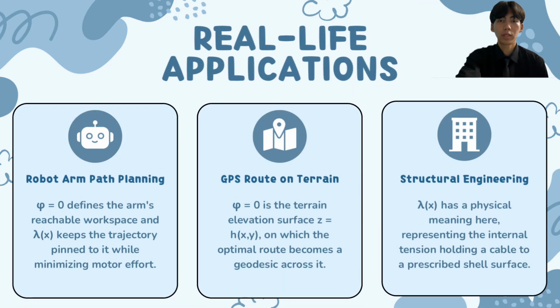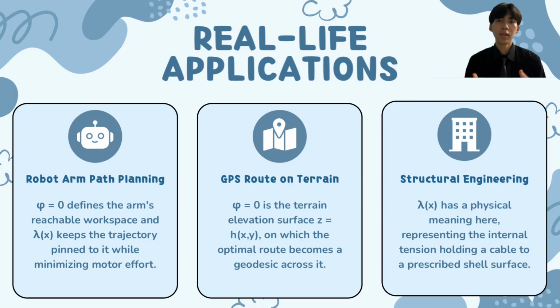Next, let's move to the real-life applications of Lagrangian. So, for your information, the Lagrangian method extends naturally beyond this abstract example into several real engineering contexts. For example, in robot arm path planning, J represents the path length or energy consumed by the arm's motion. Phi equal to 0 defines the reachable workspace determined by the joint angles and link lengths. And lambda of x enforces that the trajectory stays exactly on this surface at every instant.